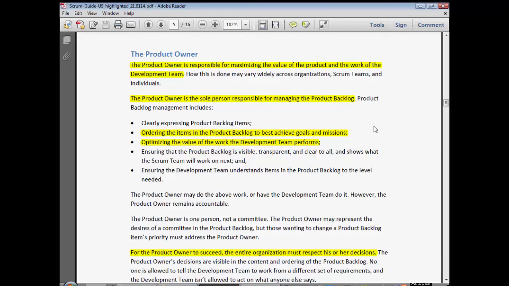So I've highlighted that. Ordering the items in the product backlog to best achieve goals and missions is one of the things that managing the backlog includes, and therefore the product owner is responsible for. And optimizing the value of the work the development team performs is another one of those things. So the product owner is consistently thinking about what are the best things that the development team could work on to get the most value out of them.